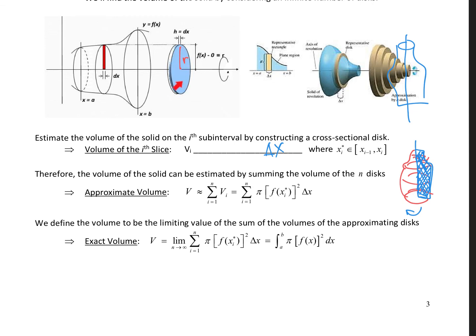So this cross-sectional area is going to be pi f of xi star squared times delta x, right? So this gives you the area of the circle, times delta x gives you the thickness, which is the height. And how do you know it was going to be delta x? Because we are rotating about the x-axis. So I know that each slice is going to be a circle if I cross it this way. That means that's going to be delta x. That's where they come up with the formula here.